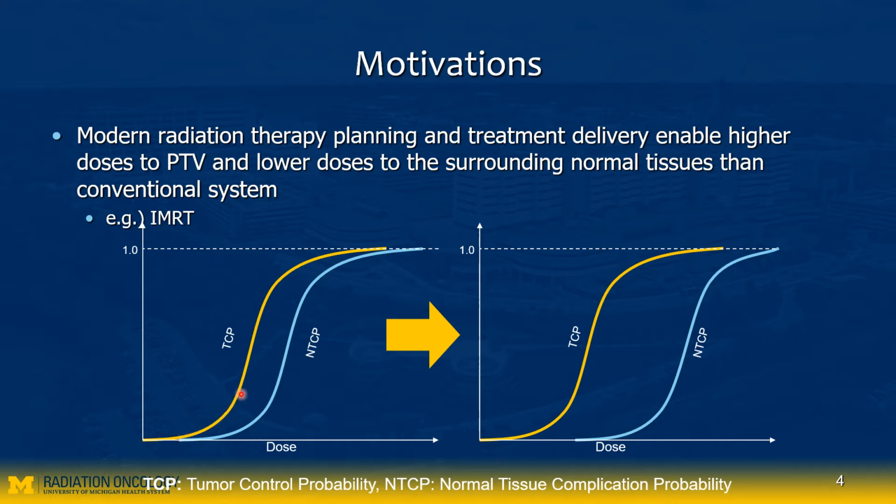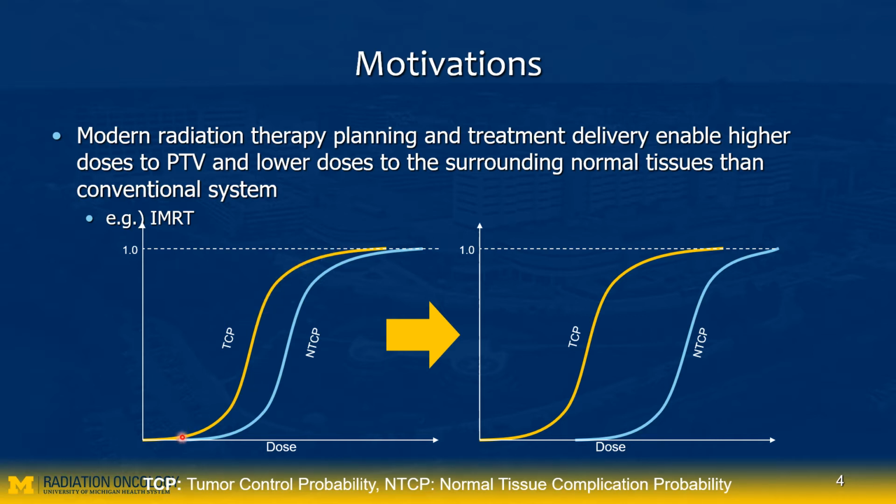So look at TCP first. TCP stands for tumor control probability. At a low dose, your chance of controlling the tumor will be zero, right? But as you increase the dose, your chance of killing the tumor will increase.